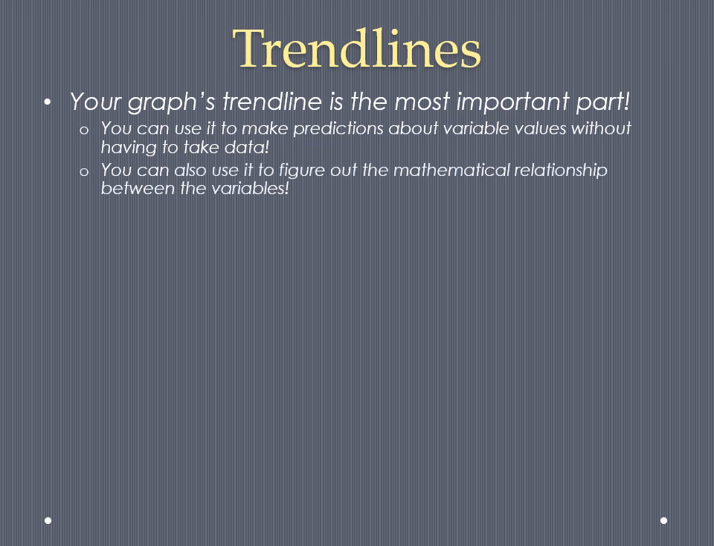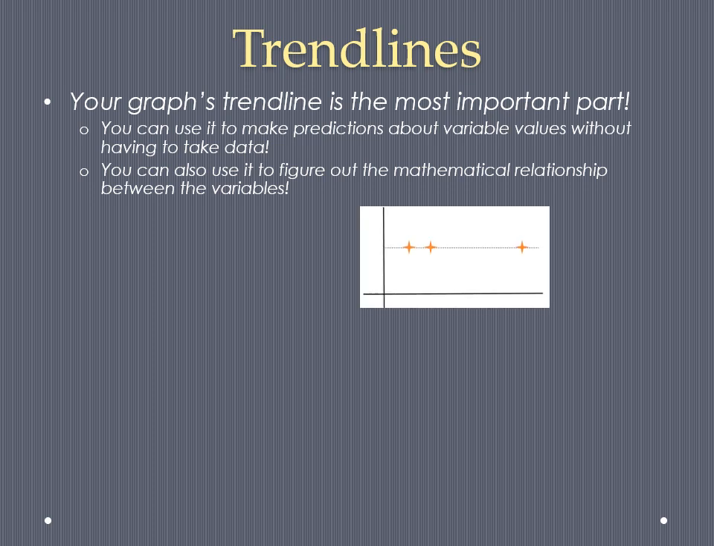You also can use that trend line to figure out what the mathematical relationship between the variables is. We've learned about three: no relationship, linear relationship, and inverse relationship. And those three trend lines look really different on your graph. So if you make a graph, you can actually figure out what the math should be.